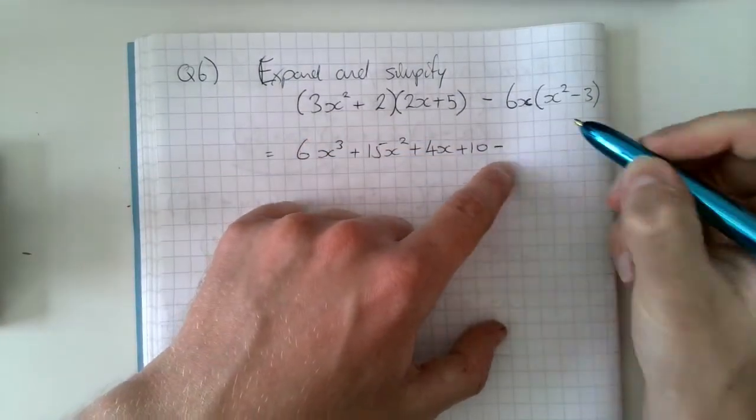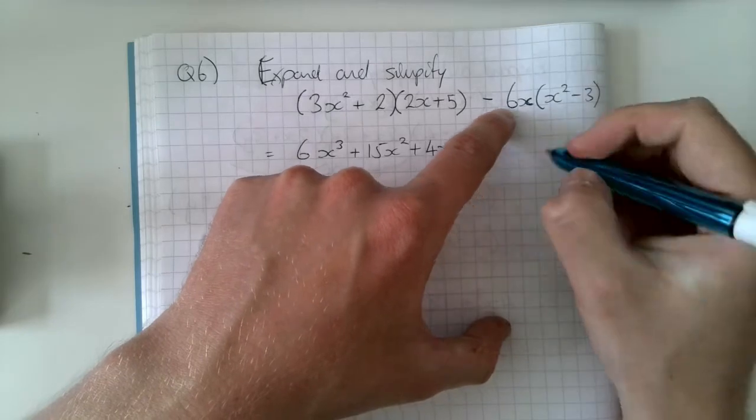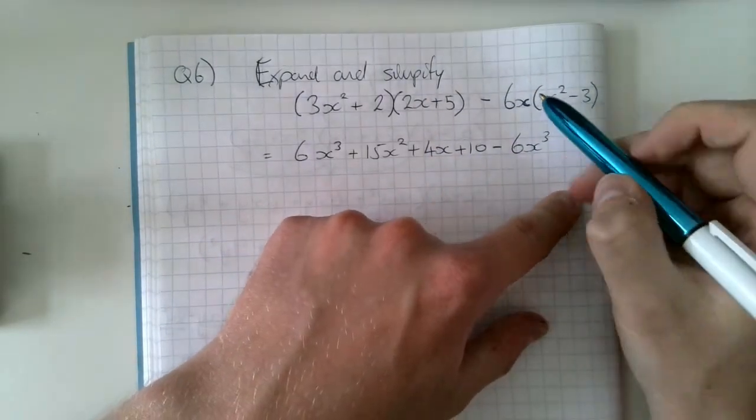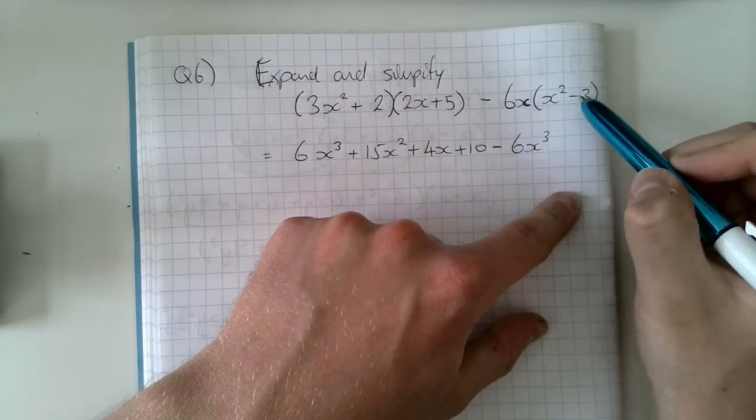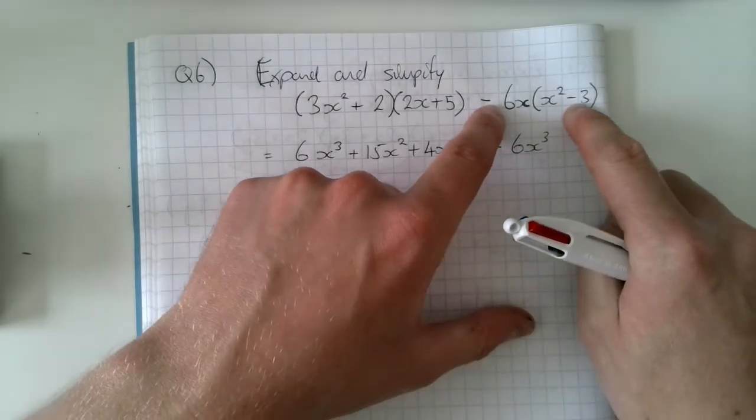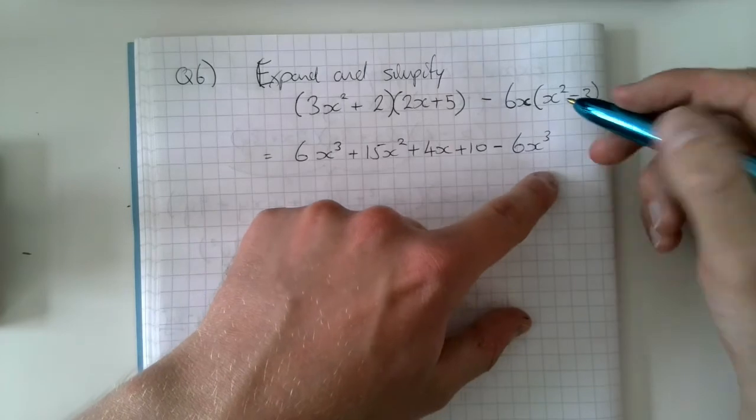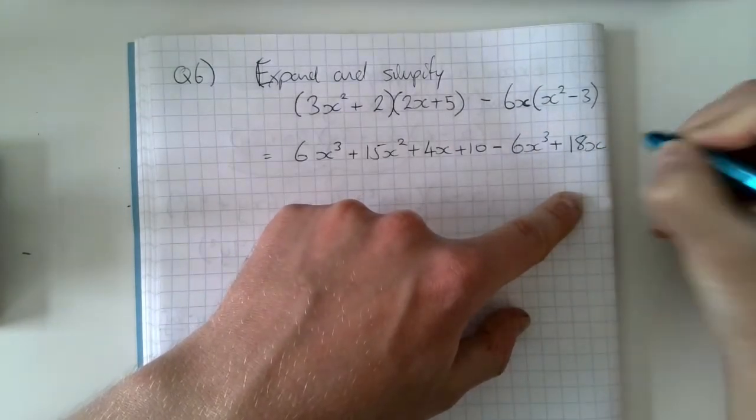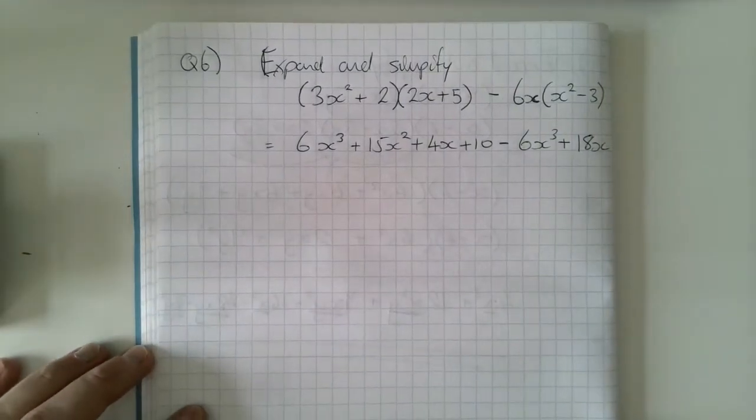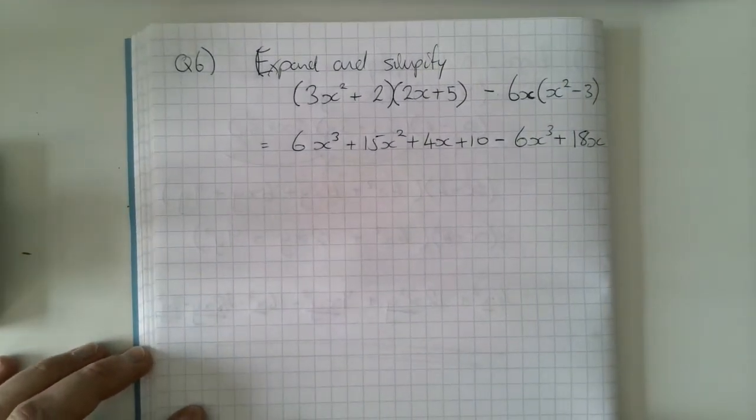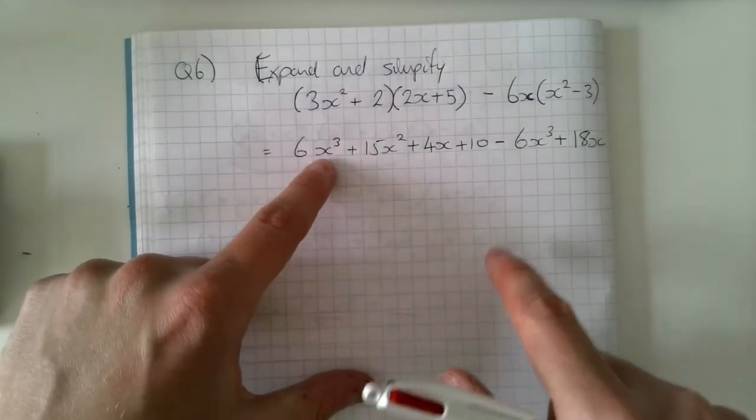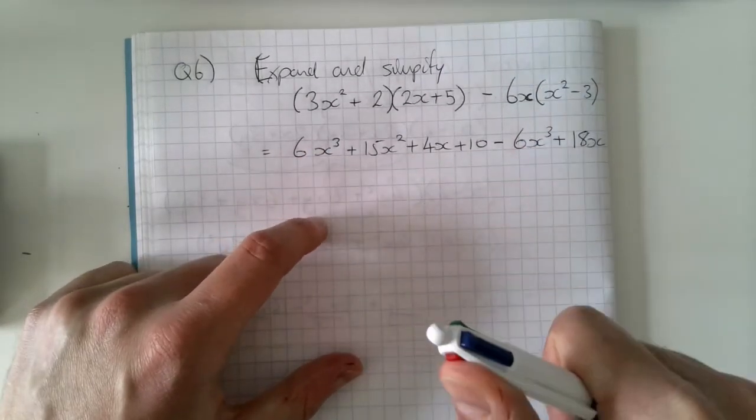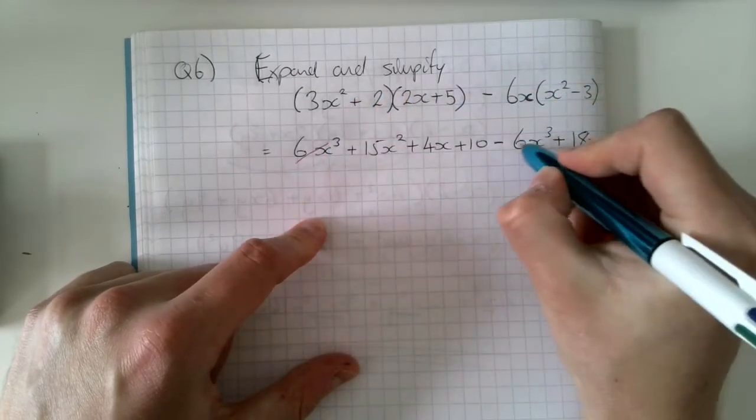Then we've got minus 6x times x squared, which will give me minus 6x cubed. And minus 6x times minus 3. A minus times a minus will make a positive. So plus 6 times 3 is 18x. But I definitely can do some simplifying here. So let's look at my x cubed first. I've got 6x cubed minus 6x cubed. So that's going to cancel.